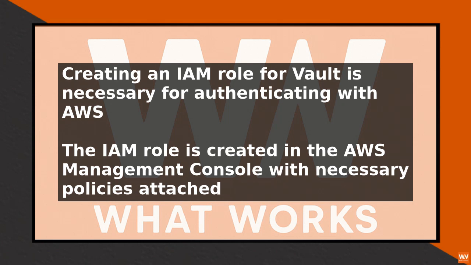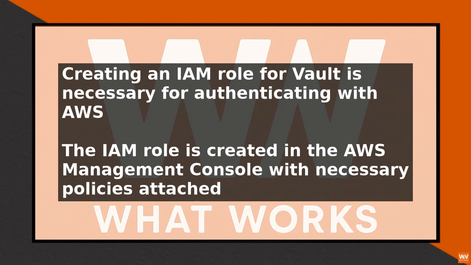Next, you need to configure Vault to use the IAM role. You can do this by creating a new Auth backend in Vault. The Auth backend is responsible for handling authentication requests from clients. To create a new Auth backend, you will need to use the Vault CLI command vault auth enable aws. This command will create a new Auth backend and configure it to use the IAM role you created earlier.